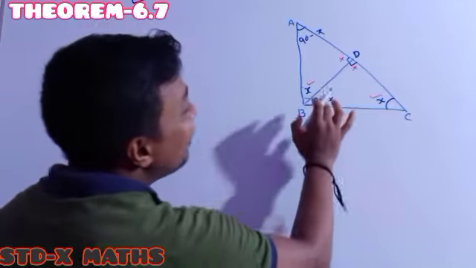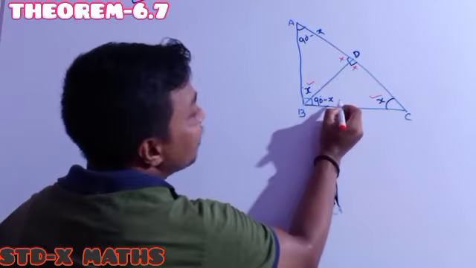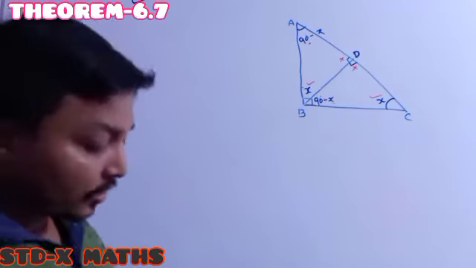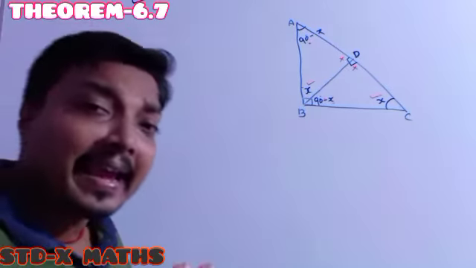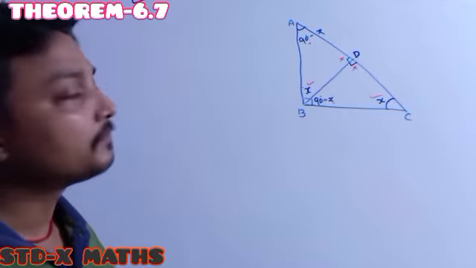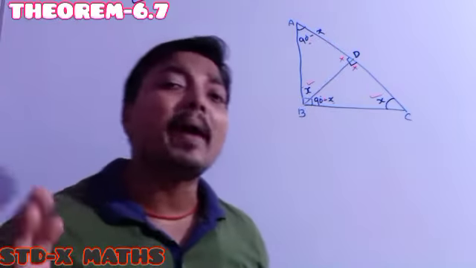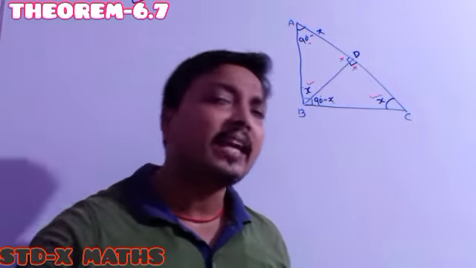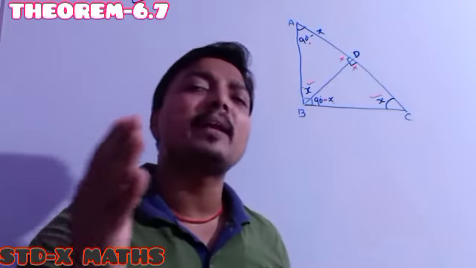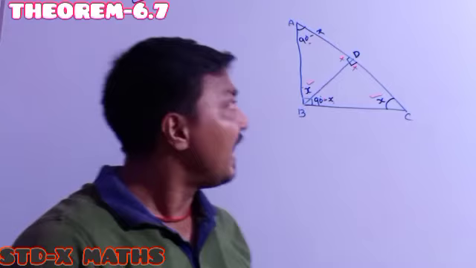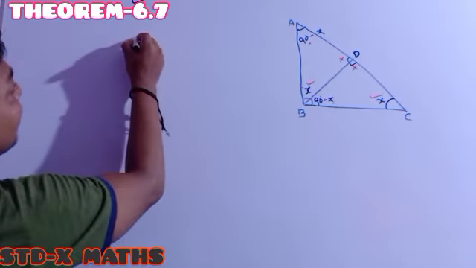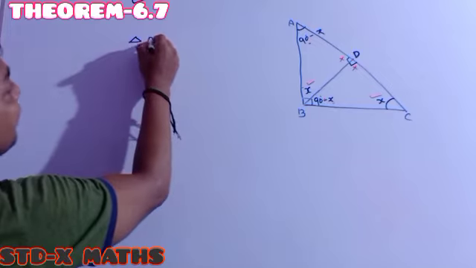But here I am showing that this one is also the same as this one. So by using the AAA similarity criteria, otherwise by using the AA similarity criteria, I can show, see everyone perfectly, I can show triangle ABD.